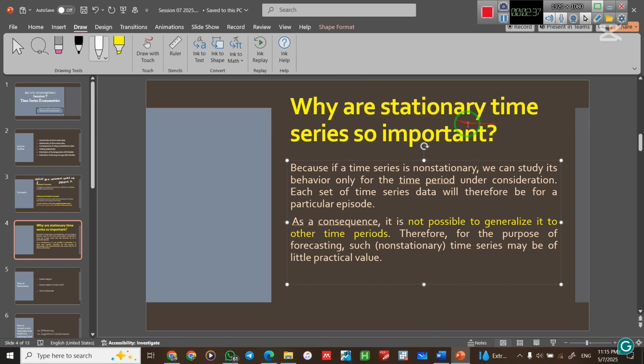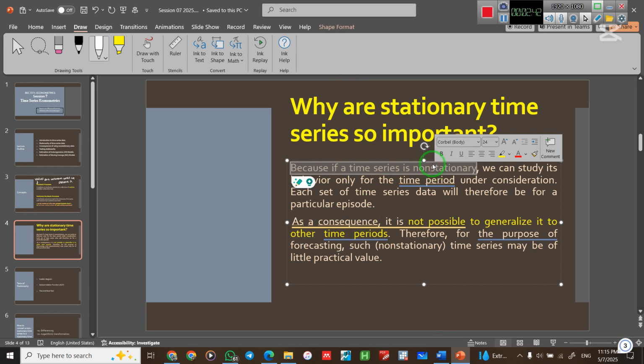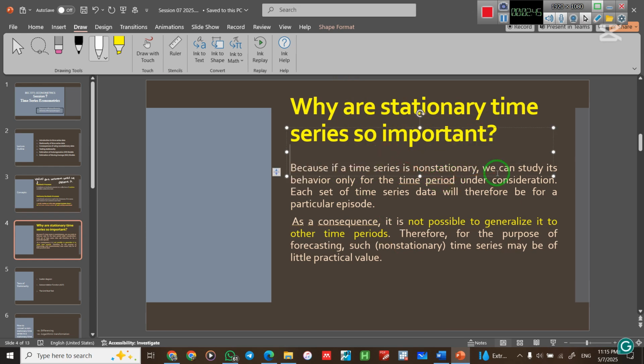So students, if we move to your lecture slide, why is a stationary time series so important? Because if a time series is non-stationary, we can study its behavior only for the time period under consideration. So let's say the time series data that you have is non-stationary. That means there are huge changes, or the mean and the variance are not constant. So you can't accurately predict the future, or you can't accurately forecast. So in that kind of situation, we can only study its behavior for the time period under consideration.